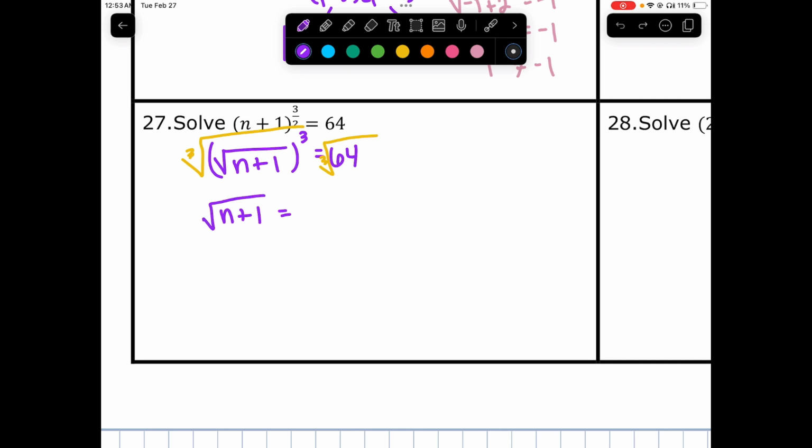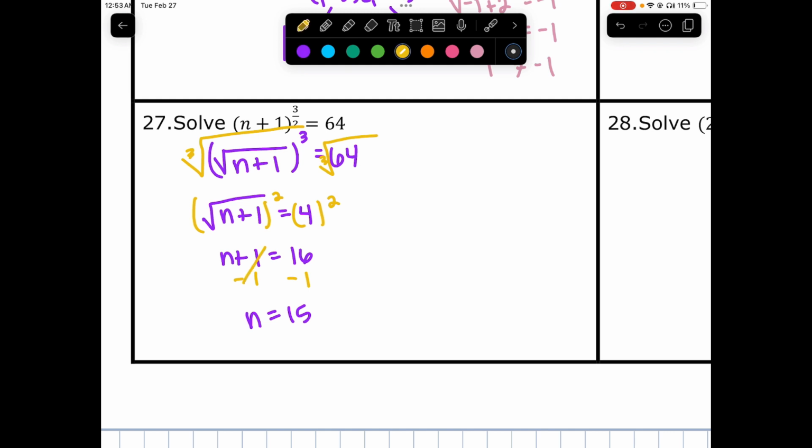I was about to put 8. My bad. That's 4. And then now we're going to square both sides. And that'll give us n plus 1 equals 16. Subtract 1 from both sides. We get n equals 15. Gross. n equals 15.